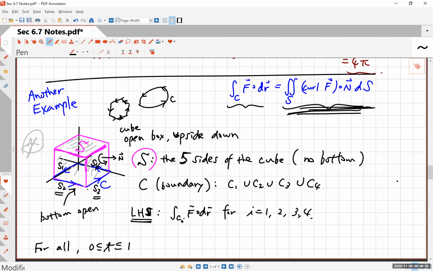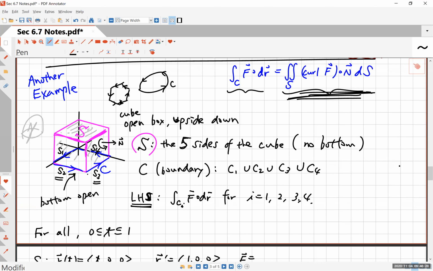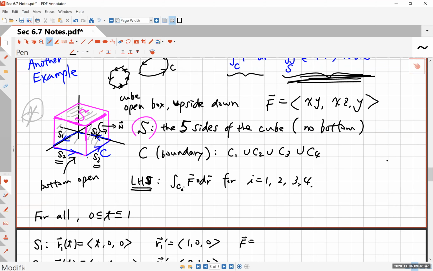I didn't tell you what F was. Okay, so let's say, the problem should define what S is. So S is this, right? And let F be this vector field: xy, xz, y.